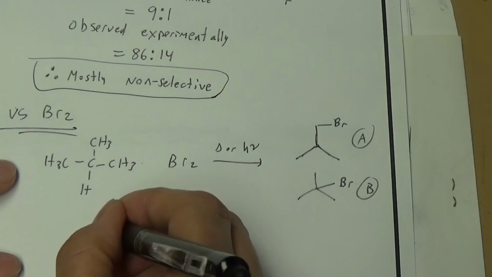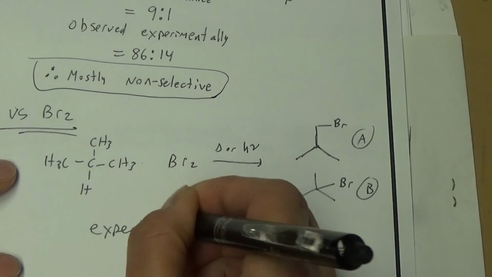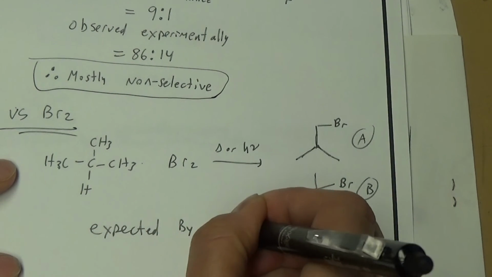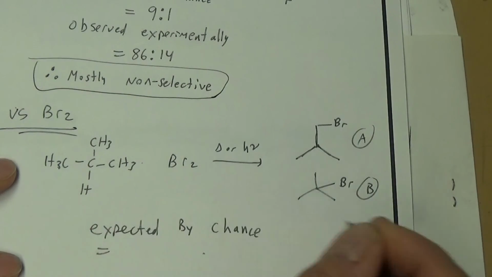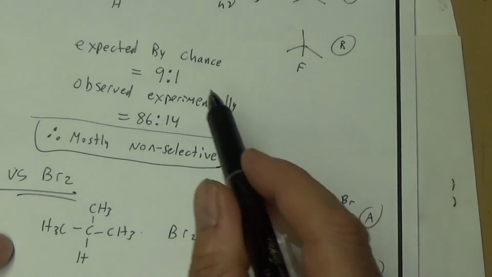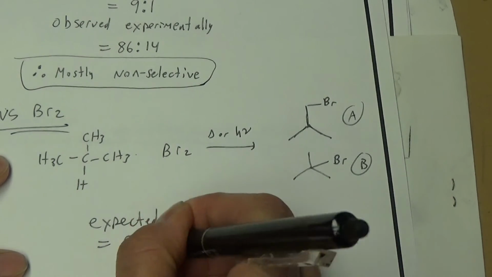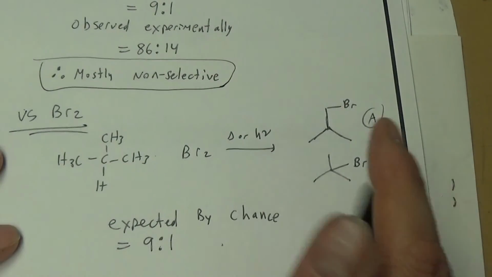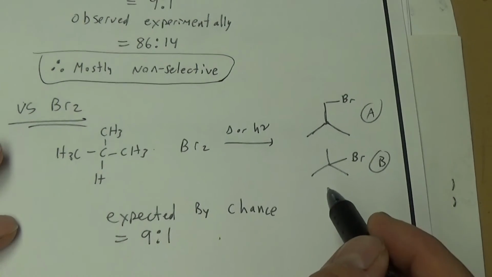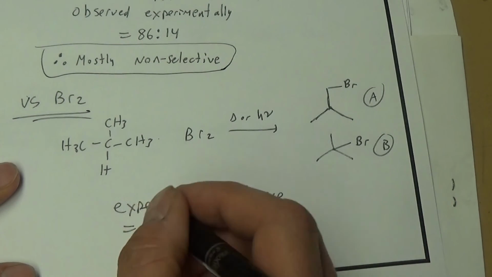Expected by chance is the same as above, 9 to 1, because you've got 9 hydrogens on the outside and 1 in the middle. Observed experimentally.